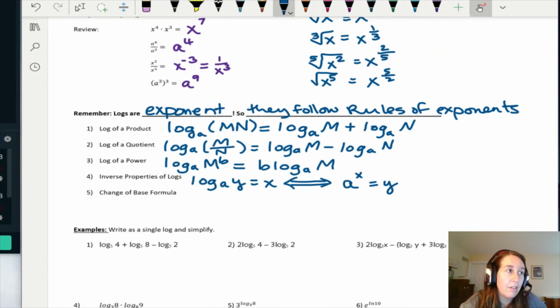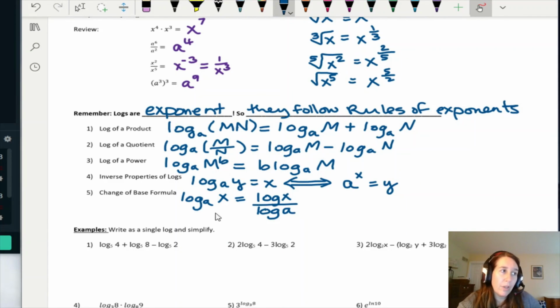Finally, our last property, or really a formula we're going to use, is called the change of base formula. It says log base a of x is equal to log of x divided by log of a. It's called the change of base formula because it enables us to change the base from some number to some other number. Remember, if it says log and there's no number listed, that number is, hopefully you're thinking, 10. So this is really log base 10 of x divided by log base 10 of a. That's helpful for your calculator, to be able to type in logs for all calculators.